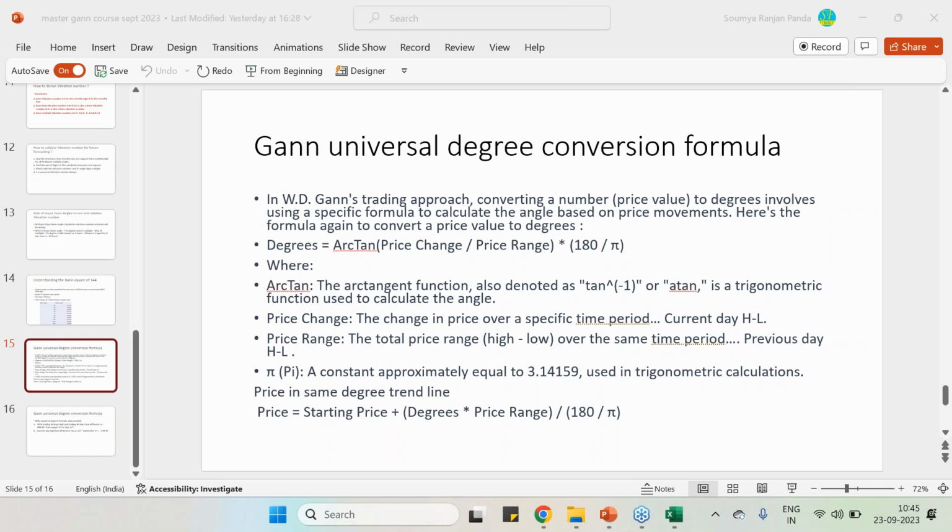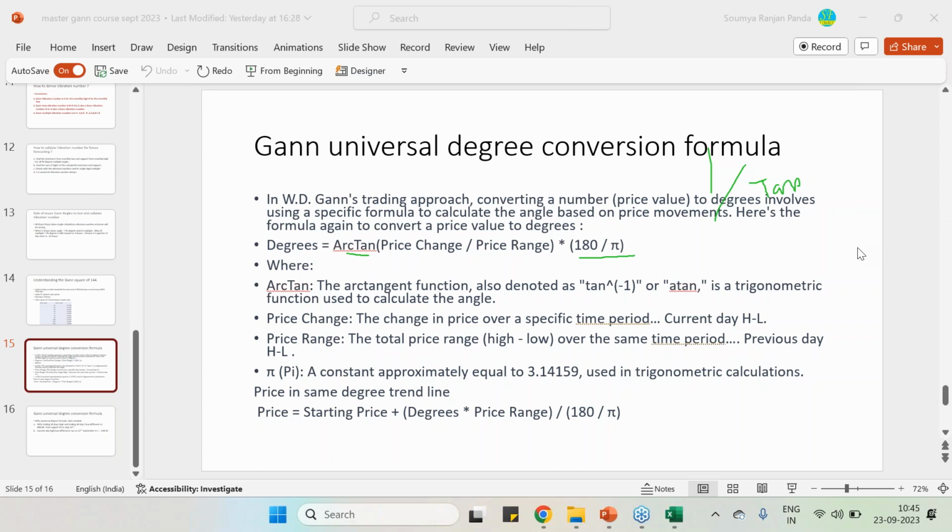So that degree cannot be taken from the price, that will be taken from the price change. In a day, how much price change has happened? In previous day, what is the price change happened? So then arctan function you have to take, arctan, tan inverse of 1 divided by 1. Arctan function you have to take, multiply with the 180 divided by pi. So that will give you the universal degree of this thing.